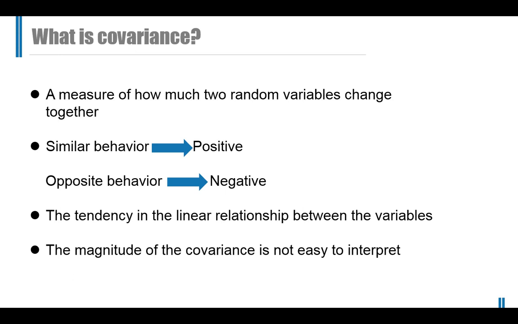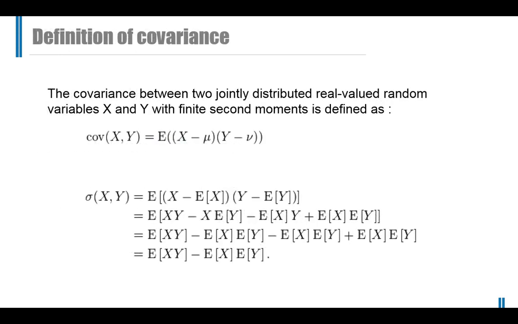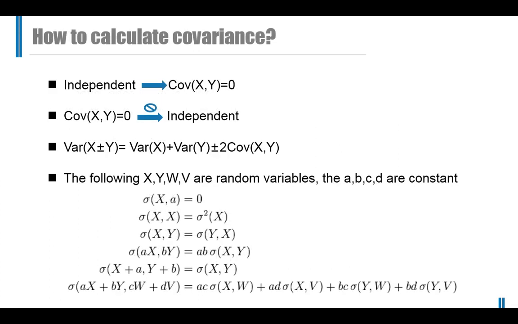The magnitude of the covariance is not easy to interpret. It means that the value of the covariance can only show what the tendency is, but how strong the tendency is cannot be reflected by the value of the covariance alone. The covariance can be defined as the equation below, and it can be simplified as E[XY] minus E[X]E[Y]. So if X, Y are two independent random variables, E[XY] will equal E[X]E[Y], and the covariance of X, Y will be 0. But on the contrary, when the covariance of X, Y equals 0, we cannot conclude that X, Y are two independent random variables.